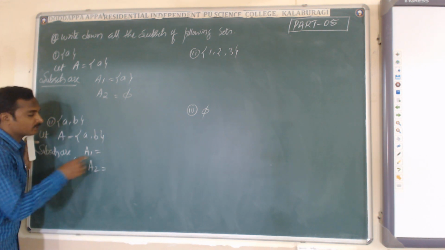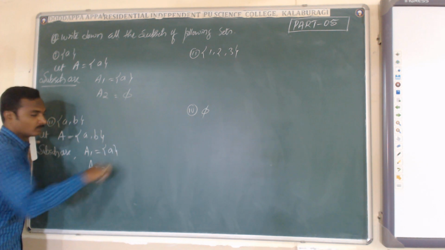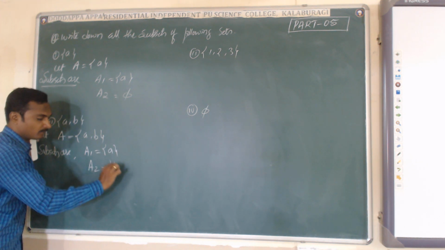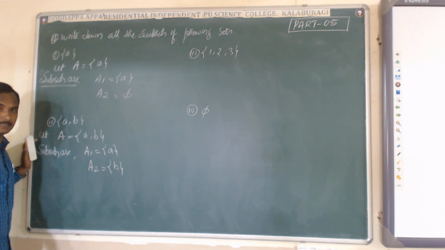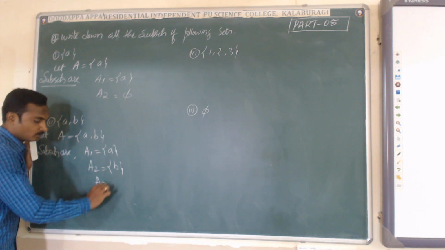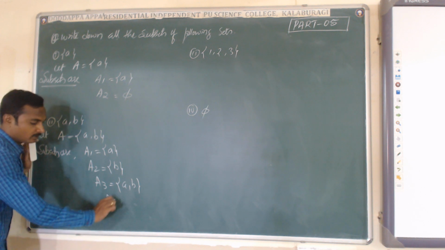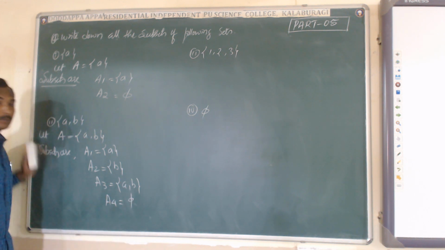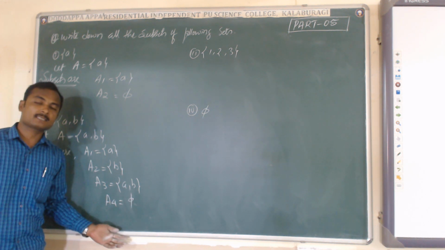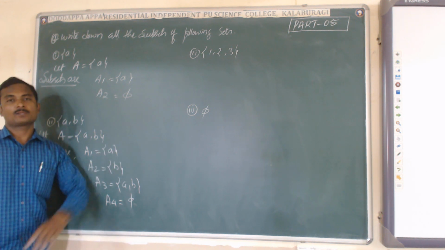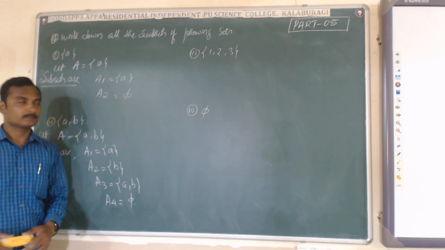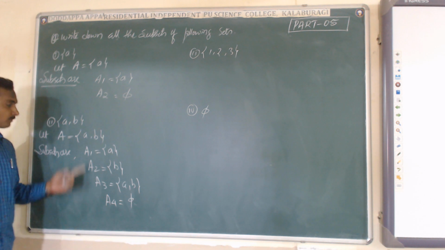So A1 contains one element, A2 contains one element of the set A, A3 contains both the elements of the set A, and at the last A4 is phi, because we know that phi is a subset of every set. Phi is a subset of every set. Okay, so I repeat again.